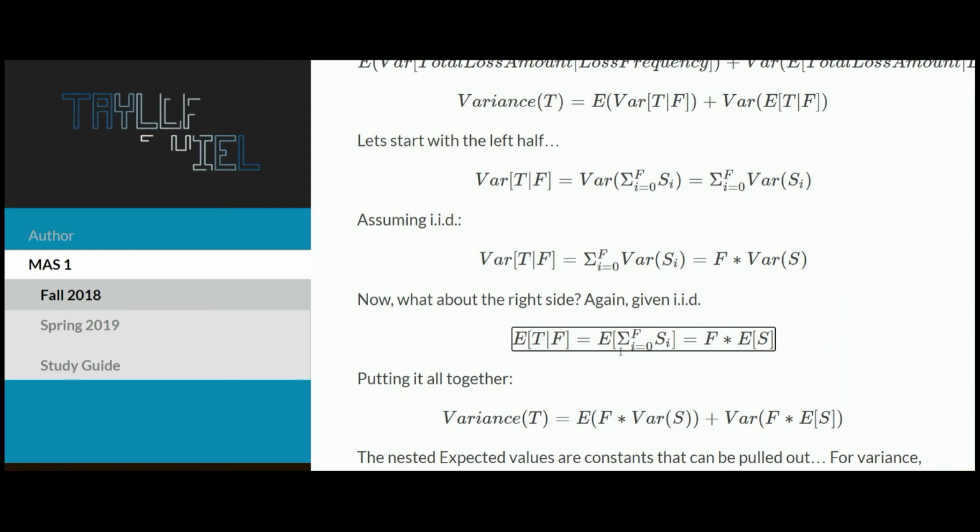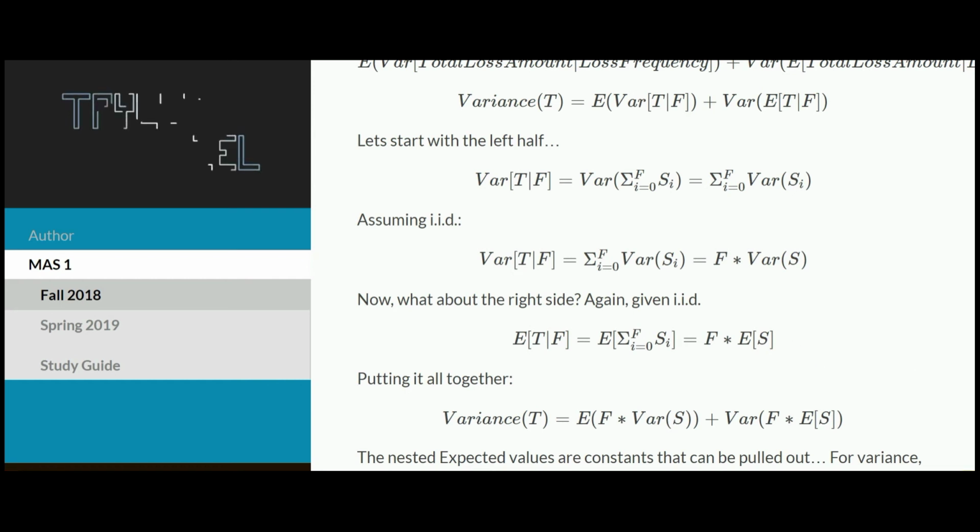The expected value of the total loss amount is going to end up being whatever the severity is, and we're summing it up across all the different losses or claims. What's the expected value of that? Again, because it's IID, they're all going to have the same expected value, and so that's the same as just taking the expected value of the severity distribution and multiplying that by the number of claims that occurred.